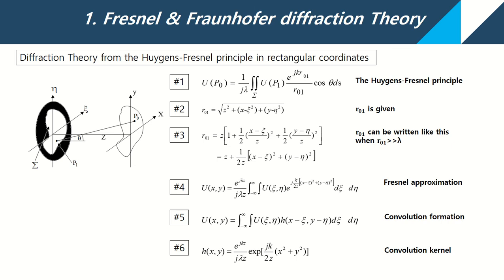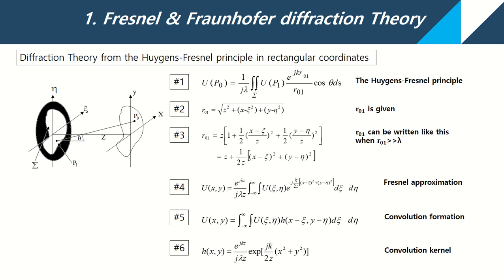To explain the Fresnel diffraction, let's start from the Huygens-Fresnel principle in rectangular coordinates. The Huygens-Fresnel principle can be written as equation number 1, and R01, written at equation number 2, is given exactly in rectangular coordinates. Then there have been 2 approximations. One is the approximation inherent in the scalar theory, and the second one is the assumption that the observation distance is much bigger than lambda. So we can rewrite R01 like equation number 3.